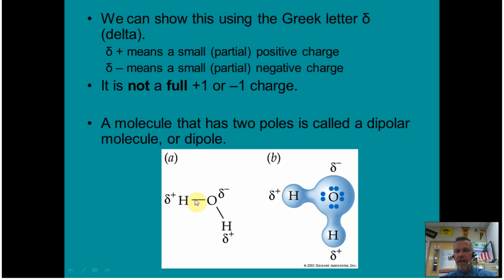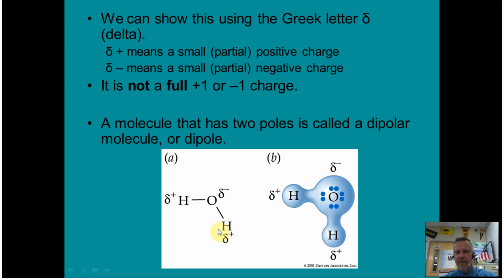Because it has electrons that are closer to it, it's a little bit negative, not a full -1 charge, just a partial charge. Similarly, the two hydrogens each have a small positive charge, because the electron pairs are being pulled away from hydrogen, and that leaves a small positive charge on each hydrogen. And of course, this whole molecule is still neutral, so these two small positive charges are balanced by this small negative charge. Does that make sense?